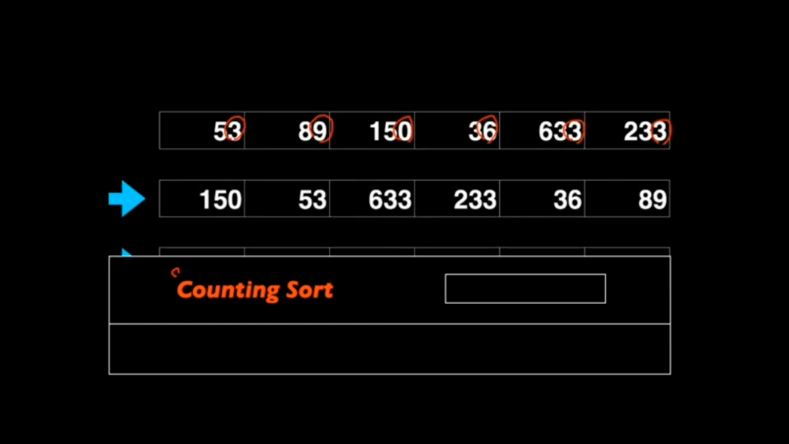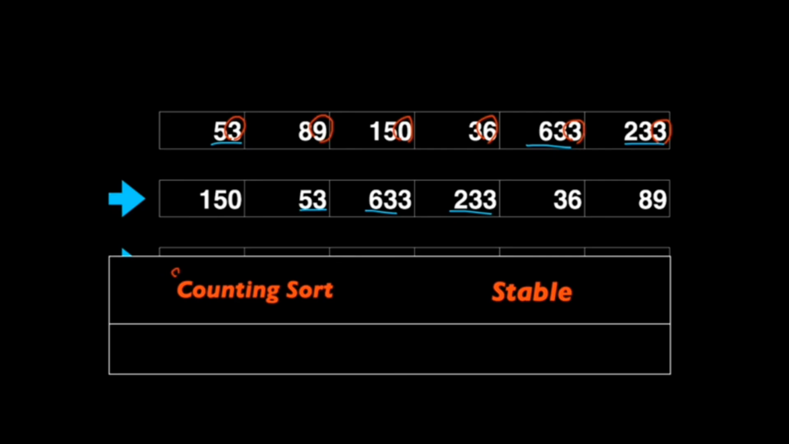And the key thing to remember here is that counting sort is a stable sorting algorithm. And so the values with the same keys, in this example, 53, 633, and 233, they appear in exactly the same order in the sorted array as they do in the original array. And it's really important to use a stable sorting algorithm as a subroutine for radix sort, because if we used an algorithm that's not stable, it just wouldn't work.